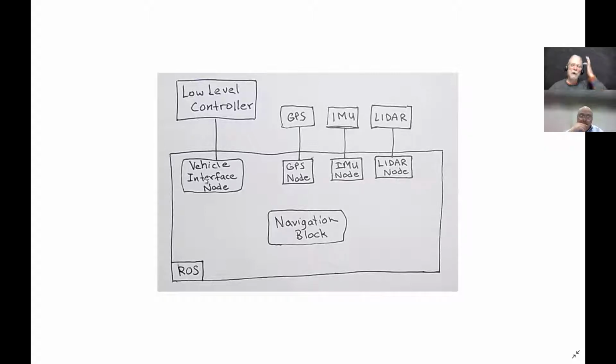So here in this block, it shows my low-level controller. And this box that says ROS, that's what's running inside of the ROS computer. Again, just a conceptual view of what's going on. So in that bubble is where you put your ROS nodes. My low-level controller connects to my vehicle interface node, and that just passes messages back and forth. And on that, I just wrote my own protocol.